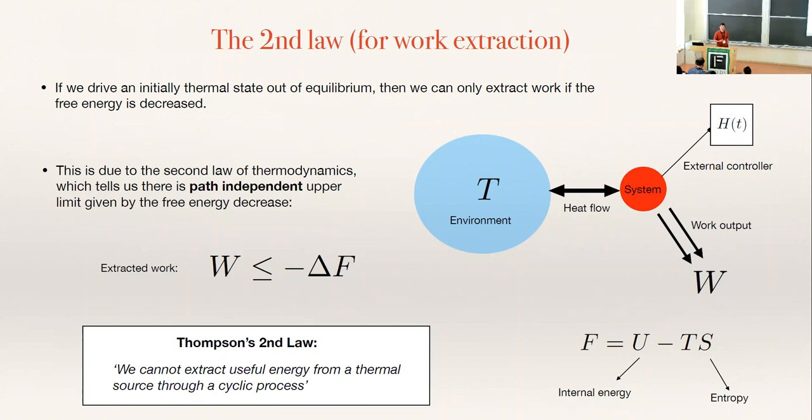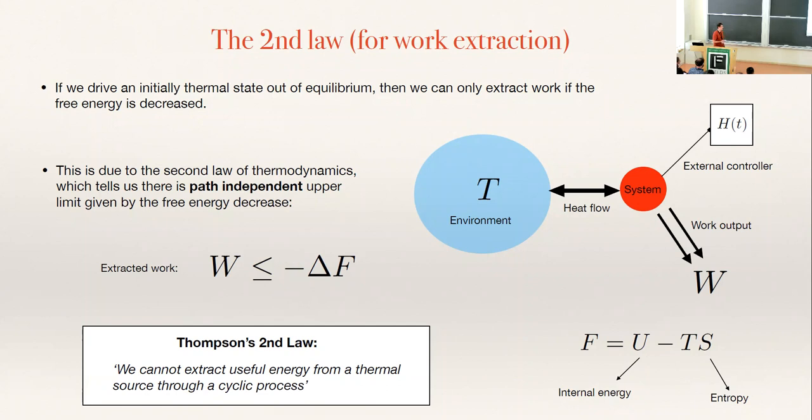The very general setup I'm talking about here is some system, which we take to be very small, quantum mechanical maybe, interacting with an environment, and it has some microscopic Hamiltonian that we control in time, and we use that to generate some output of work or useful energy. In standard thermodynamics, we know that the work should always be bounded by the free energy decrease of this system. So there's a limit to how much energy we can get out. Or conversely, if we take this around a cycle, then we shouldn't expect to be able to extract anything from a cycle, from a thermal source. That's what we would expect normally in thermodynamics.